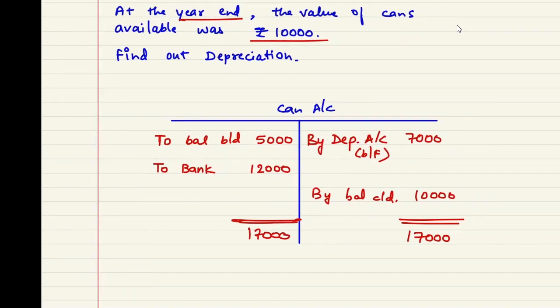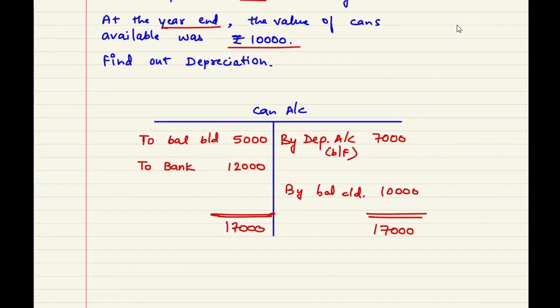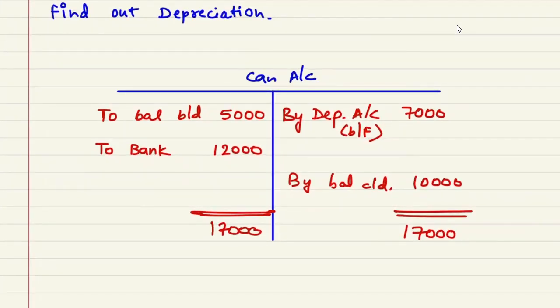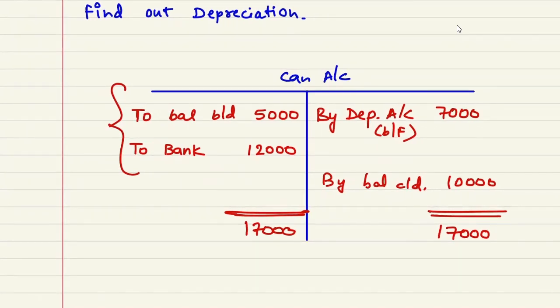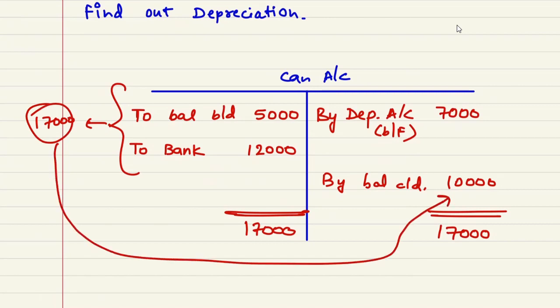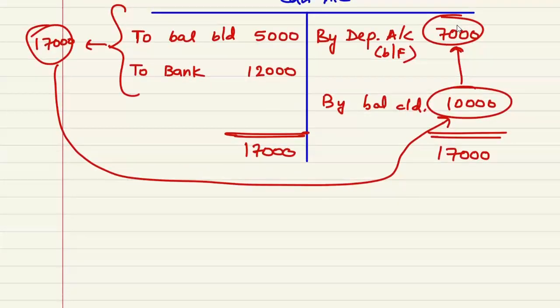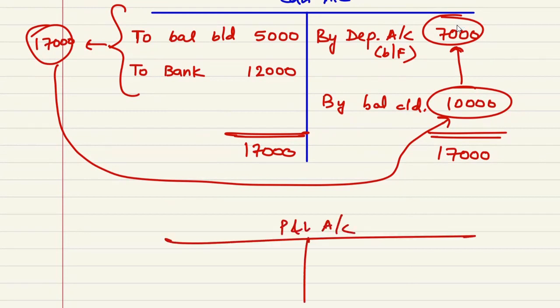So this is what we have done, a revaluation of the asset. Originally the asset was worth 17,000, but at the year end we found the value of the asset is only 10,000 left. So we charged the remaining amount as depreciation and booked it into the profit and loss account. So your P&L account will show depreciation of 7,000.